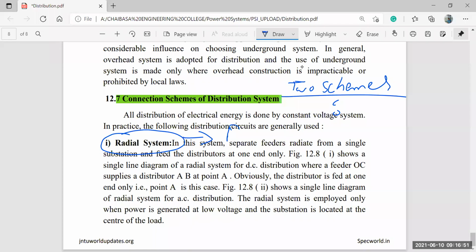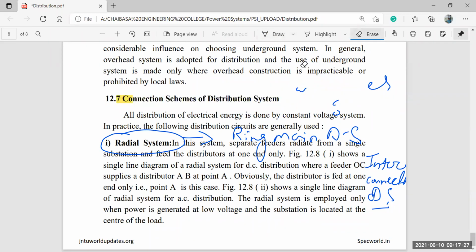Sir, ring main circle, sir. Okay, ring. That is your ring main distribution system. Another is also there. We generally study it right now. That is your interconnected distribution system. Okay, so these are the three that we are going to see.